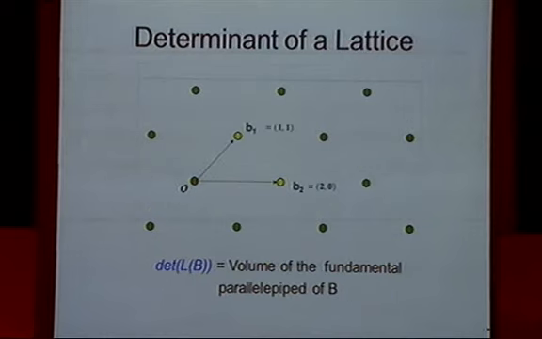And in fact, I'll tell you why it is true. But before that, let me define this quantity called the determinant of a lattice, which is the volume, or area, of the fundamental parallelepiped. In 2 dimensions it is the area, in m dimensions it is the volume of the fundamental parallelepiped.